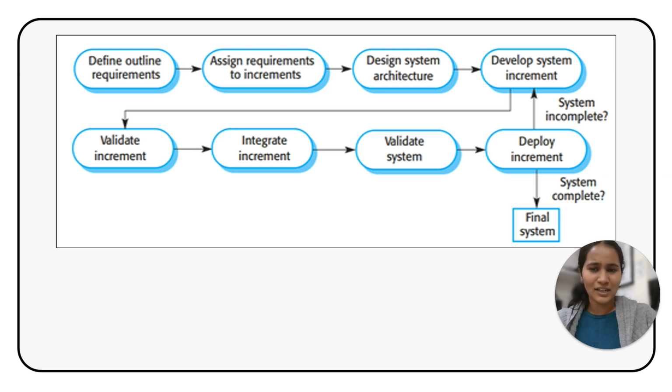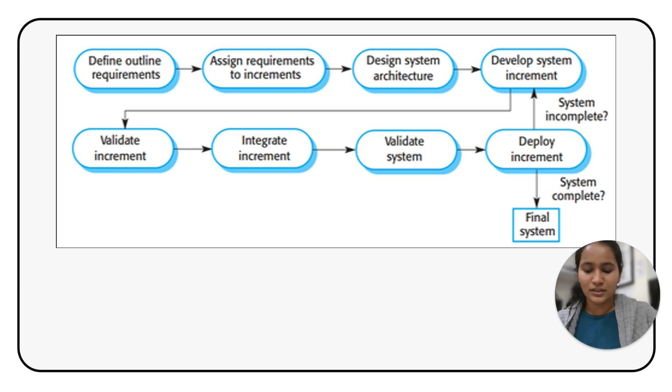Then is develop system increment, in which each increment is developed incrementally and individually. Then comes validate increment. In this phase, testing is done for that particular increment, and all the functionalities and the quality of the system are evaluated. Then is integrate increment.